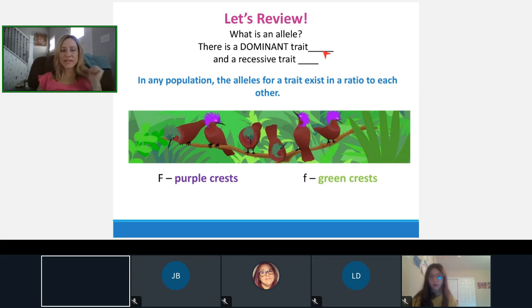So, we're going to look at these purple crested guys for a minute. Where is our dominant trait? What is our dominant trait in this exercise? Somebody put the dominant trait up here. Type it in for me. Good. Madison, do you mind writing that up there for me? And the recessive trait. So we've got the dominant trait of the purple crest.